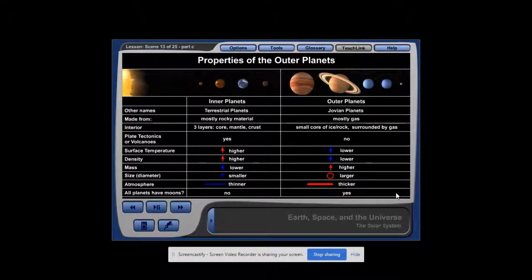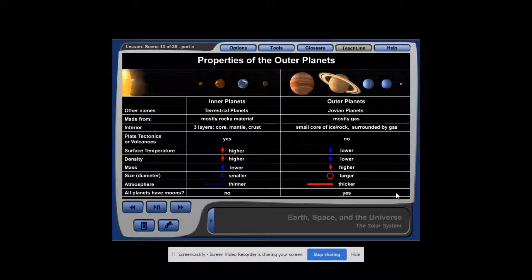The outer planets are made almost entirely of gas. Usually, the gas from an element will take up more space than its solid form. This is the reason that the outer planets tend to have larger diameters than the inner planets. Most of the outer planets have a much thicker atmosphere and a lower density than the inner planets, because they are made of gas.